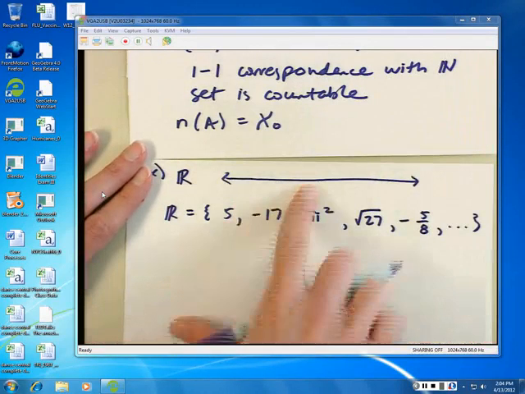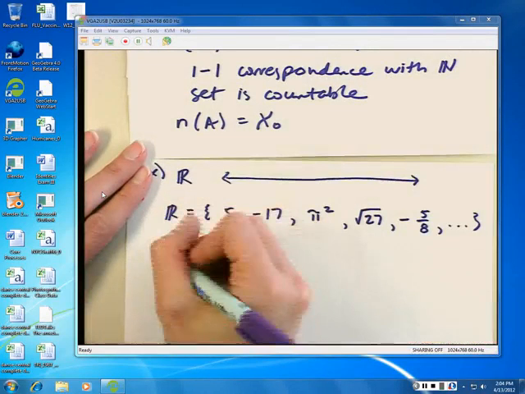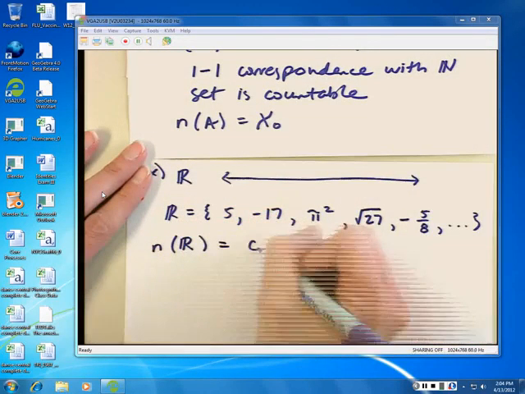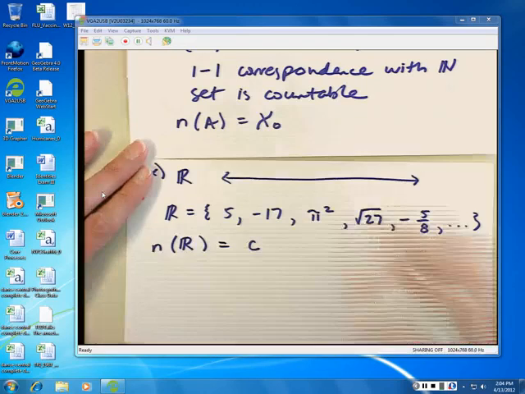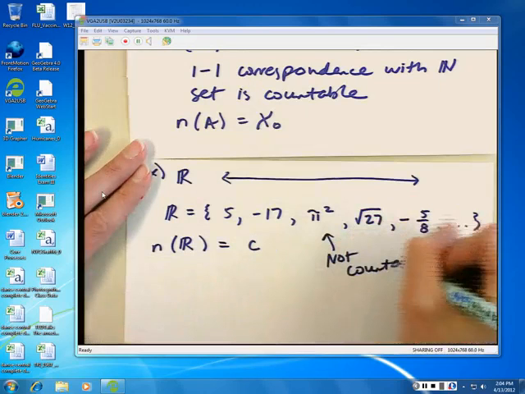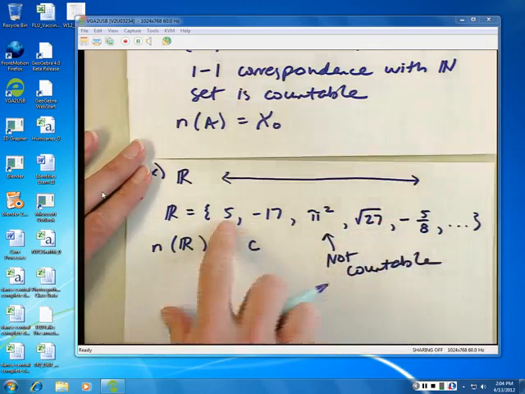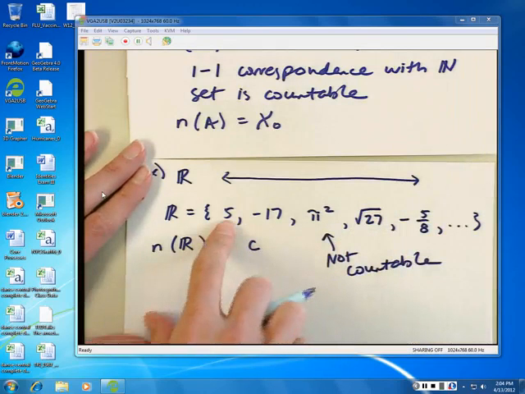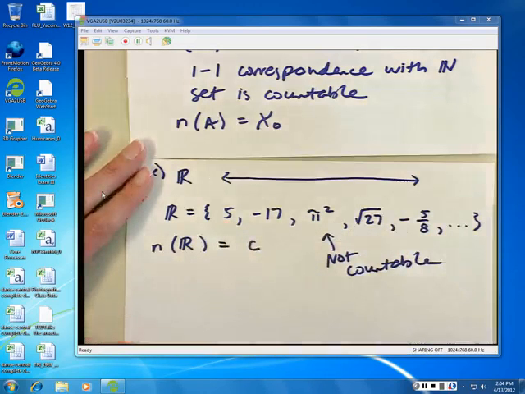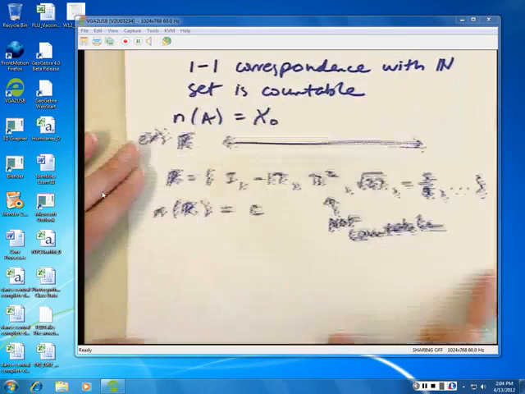It's a continuum. And because it's a continuum, we say that the cardinal number for the set of real numbers is C. The set is not countable. I can't establish a first one. I can pick anything to be the first one, but then I don't end up with a definite order after that. You could try, but it's not possible.